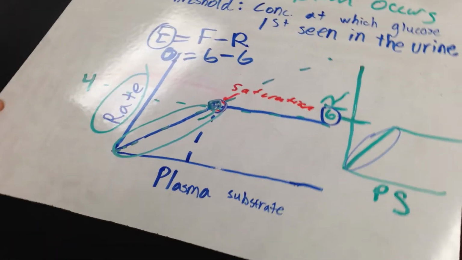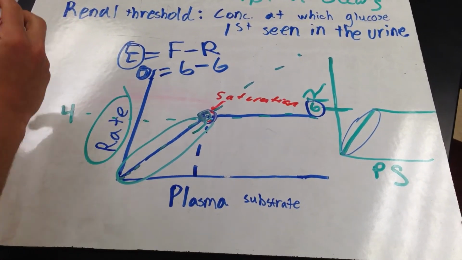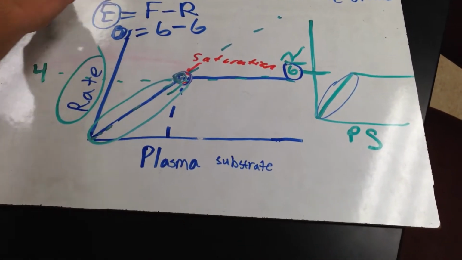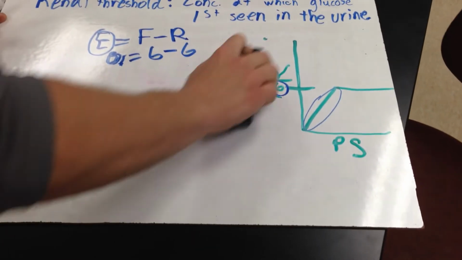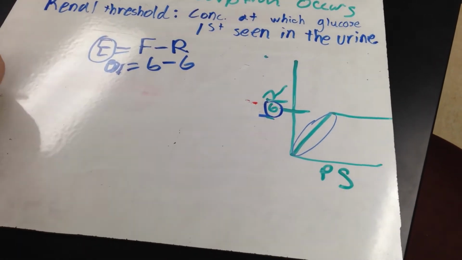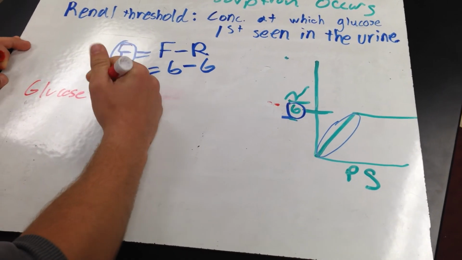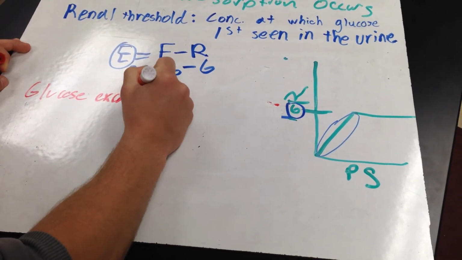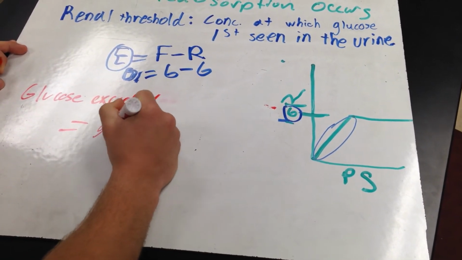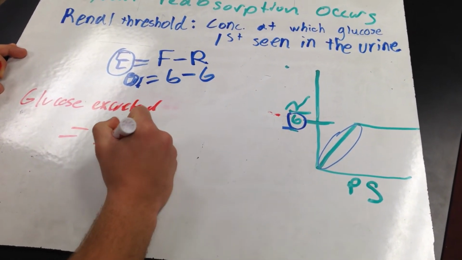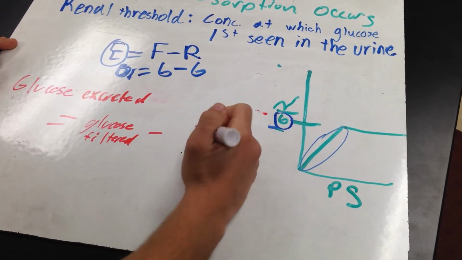So for glucose, can't the equation be rewritten? I'm going to go ahead and erase some of our first graph. For glucose, it'd be glucose excreted is equal to glucose filtered minus glucose reabsorbed.